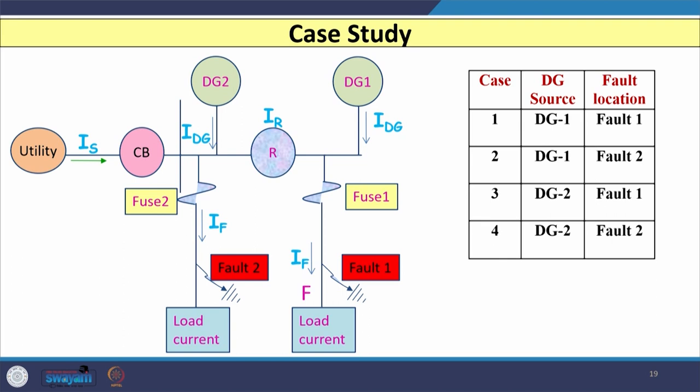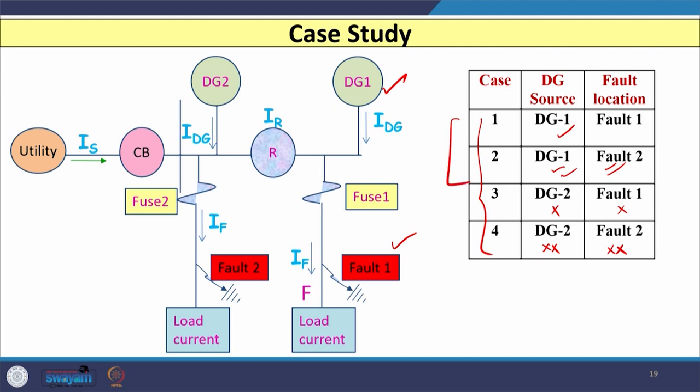Four cases are possible, depending on which DG we are considering. First, DG 1 and fault 1. Second, DG 1, but with a fault on another lateral, that is DG 1 and fault 2. Third, DG 2 and fault 1. Fourth, DG 2 with a fault on the other lateral, that is fault 2. Out of these four cases, I think the first two cases are very important.